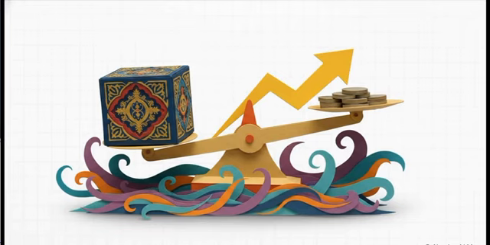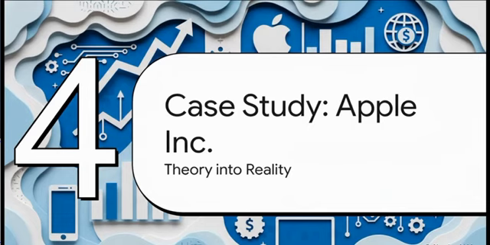But here's where it gets really fascinating. Textbooks love to put growth and value into rigid, separate categories, but the real world is so much more fluid. Let's look at a prime example of how these lines can blur. Section 4, Case Study on Apple Inc. Linking theories straight to the real world is absolutely the best way to retain this for the exam.